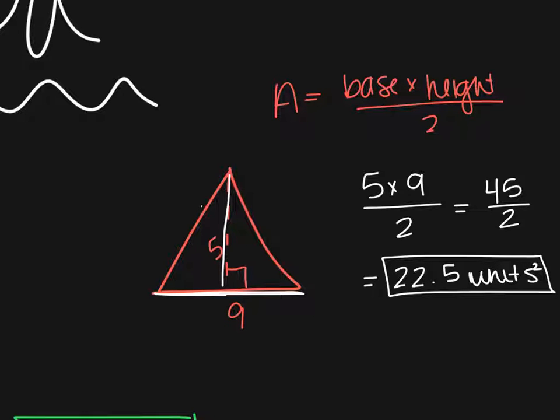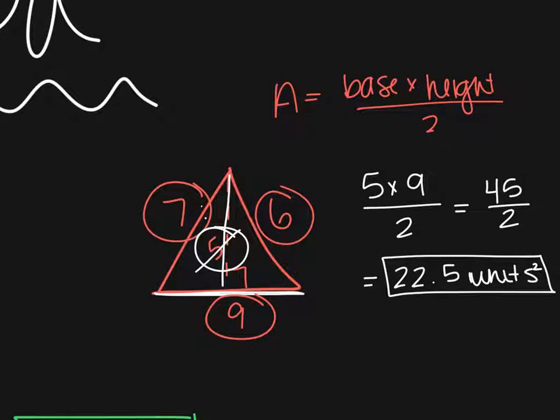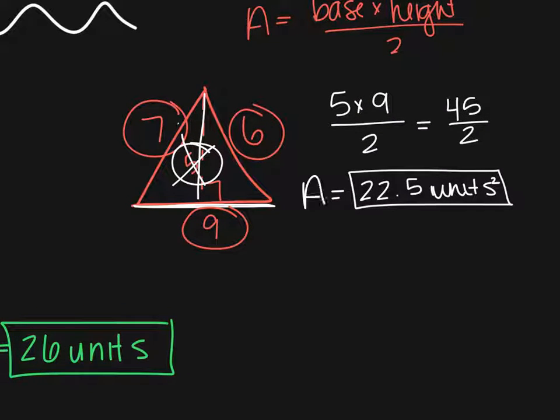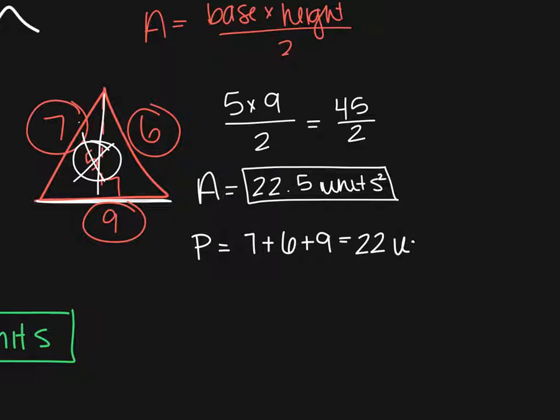Now, that 7 and that 6 do actually come into play when we're trying to find the perimeter, right? Because all we want to do is add up all the sides. So we're adding up 9, 6, and 7, and now that 5, that height, well, that's not part of the perimeter. So we're not going to include that. So to find the perimeter, it's going to equal 7 plus 6 plus 9. Okay, and 7 plus 6 is 13, plus 9 is 22, and it's just going to be plain units.